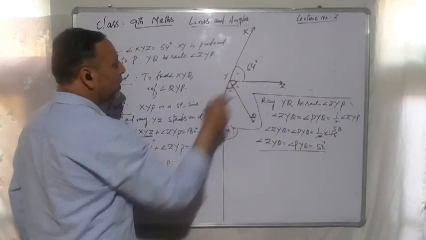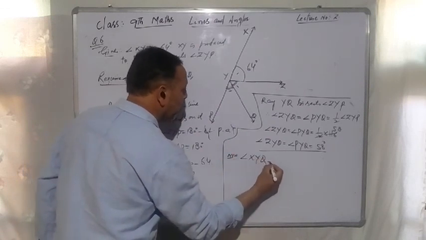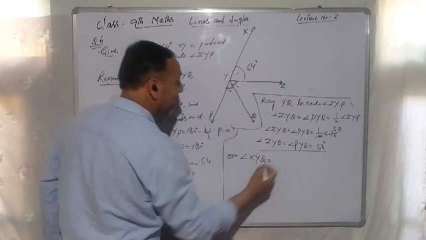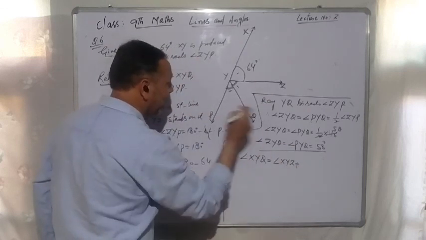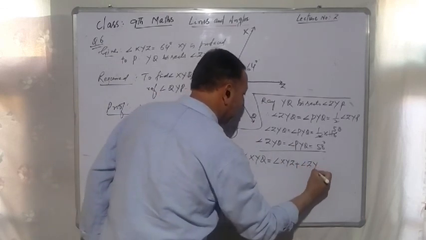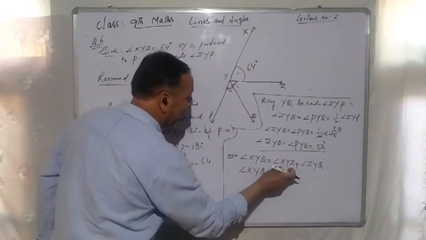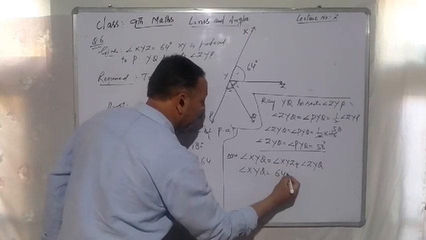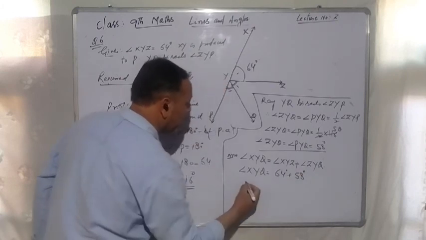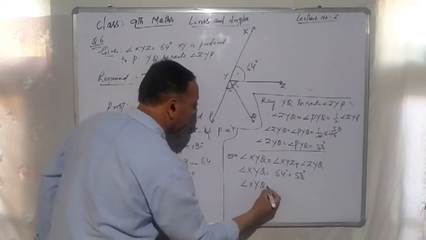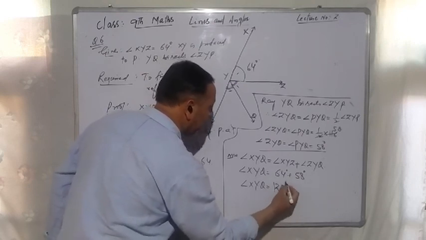Now, angle XYQ is equal to angle XYZ plus angle ZYQ. Angle XYZ, that is 64 degree, plus angle ZYQ, that is 58 degree. It means that angle XYQ will be equal to 122 degree.